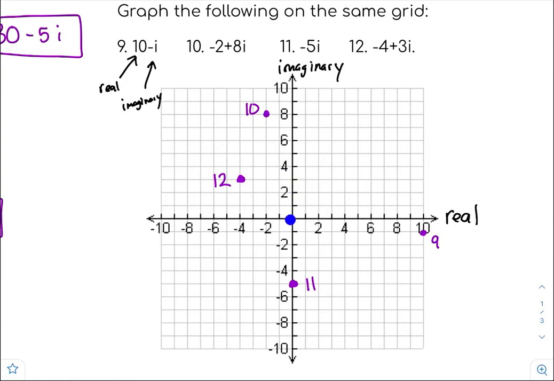For 11, that's only an imaginary number, negative 5i. So you go 5 down, and you would get to just 11. For 12, 4 to the left and 3 up. Okay, so that's how you do your graphing.